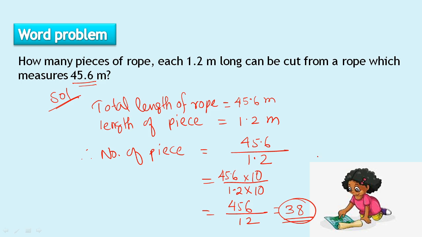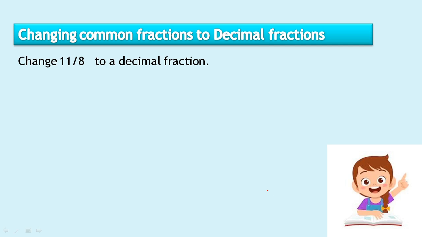How have we done this one? You see, 456 by 12, orally you can do this one. 12 3s are 36, and 45 minus 36 is 9. It will become 96, so bring this down 6, and 12 8s are 96. So finally we have the answer 38. So 38 pieces can be cut from the long rope.